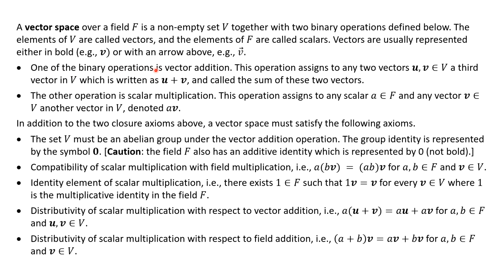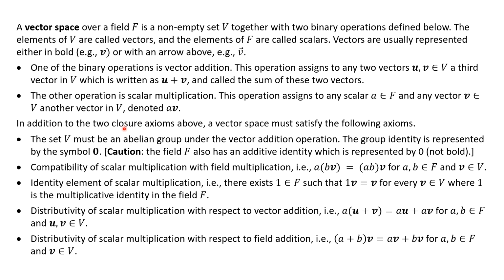One of the binary operations is vector addition. This operation assigns to any two vectors, u and v, a third vector in V, which is written u plus v and called the sum of these two vectors. The other operation is scalar multiplication. This operation assigns to any scalar a in our field and any vector v, another vector a times v.